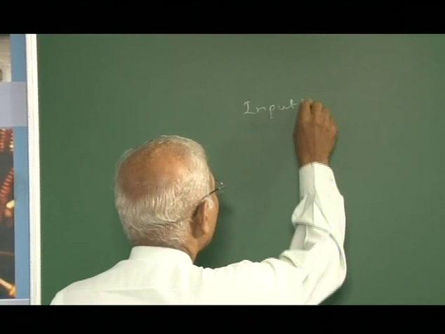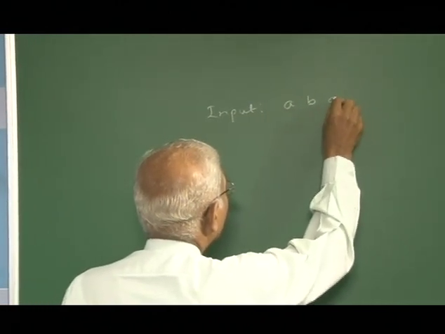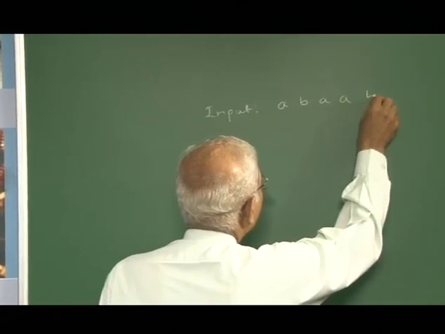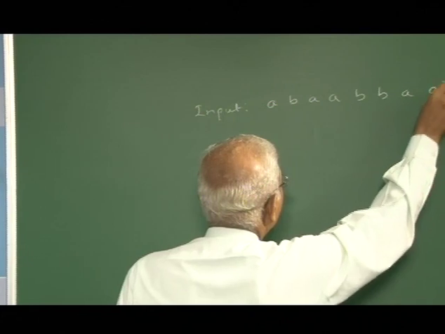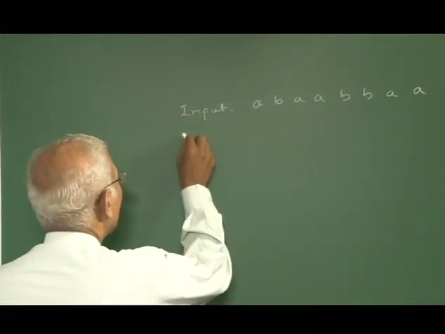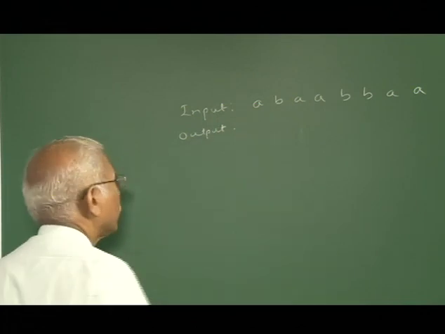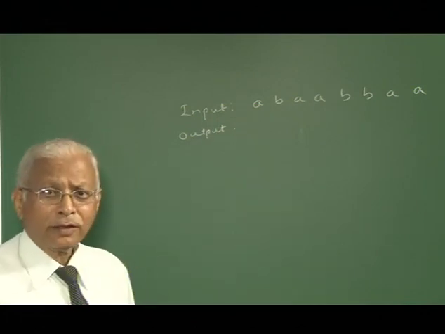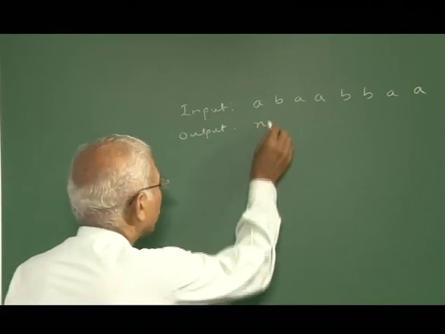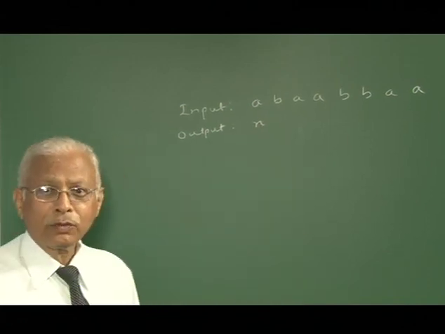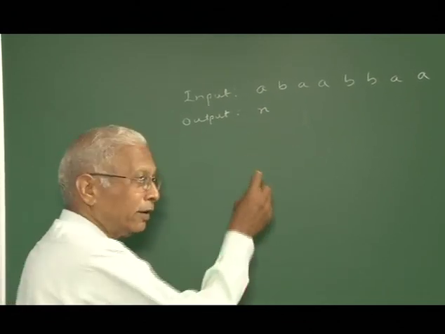I will take some representative input: A, B, A, B, B, A. If this is the input, then how will the output look? So, when you see A, it will go to state 2 and output n. Then from state 2, when the input is B, it will go to state 3. If you want, you can write the states.